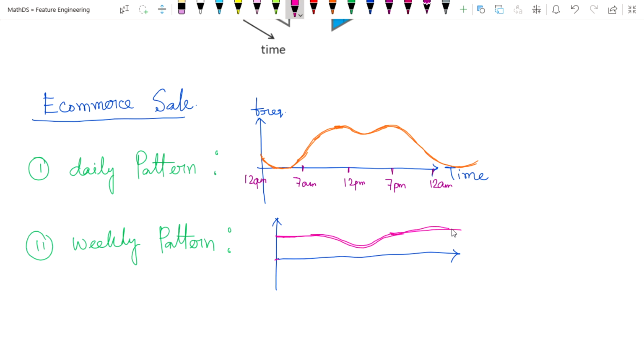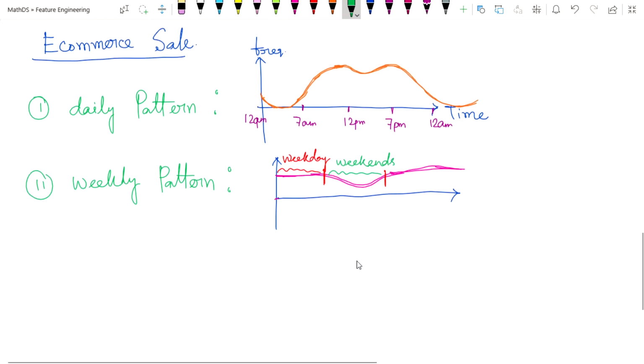Meaning in weekend days, the guys mainly love to go outside. They are interested to go outside the home, or they are interested to eat out in a restaurant, that kind of thing. So these are the responsible patterns for the weekdays, and these are the responsible patterns for weekend days.